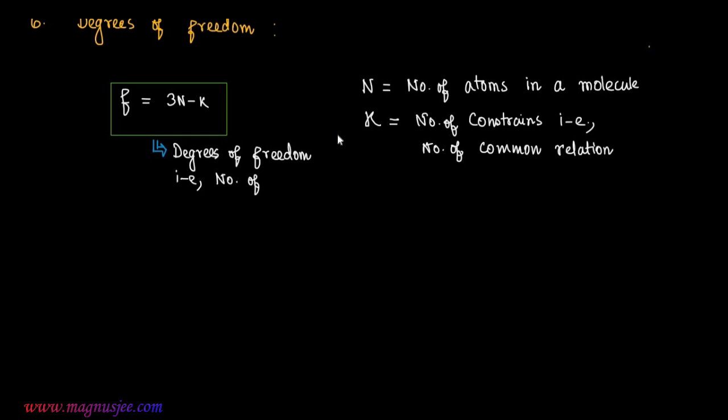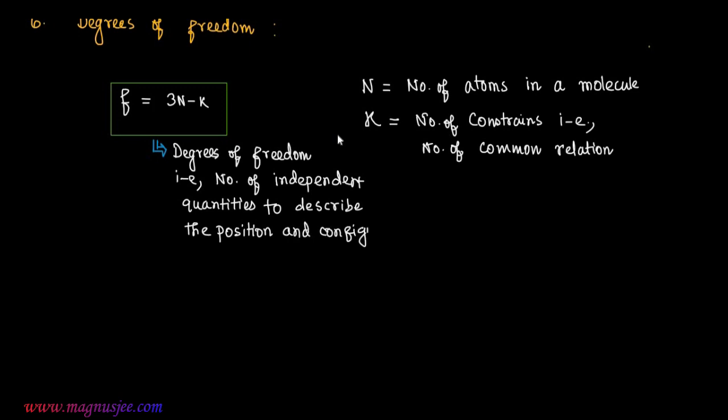F is equal to 3n minus k, that is the number of degrees of freedom, that is the number of independent quantities to describe the configuration and position of the thermodynamic system.